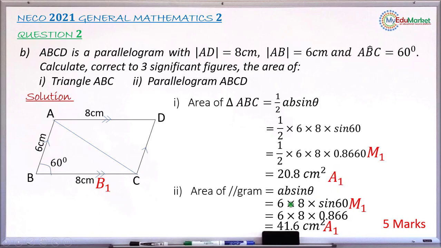Next mark is substituting a, b, and sine theta in the formula for finding the area of the parallelogram correctly. You have this method 1 mark. And when you now have the area of that parallelogram exactly as 41.6 centimeters square, rounded to 3 significant figures, you have this accuracy 1 mark. So in total, if everything is answered correctly, you have 5 good marks in this very question.